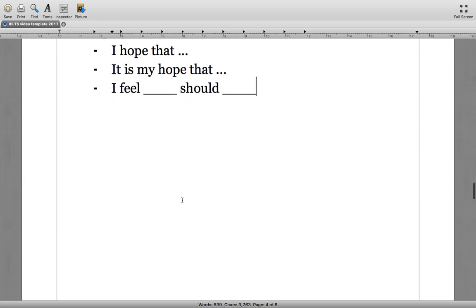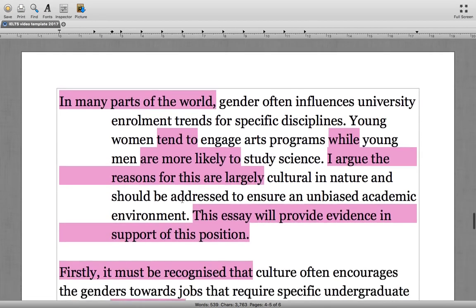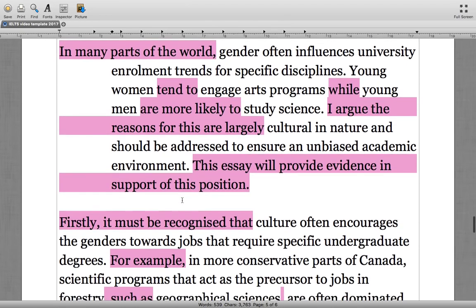Now, I have included a copy of the essay that was written last video, but I just wanted to show you how these sorts of phrases can be just clicked into the essay or popped into the essay as they're needed.